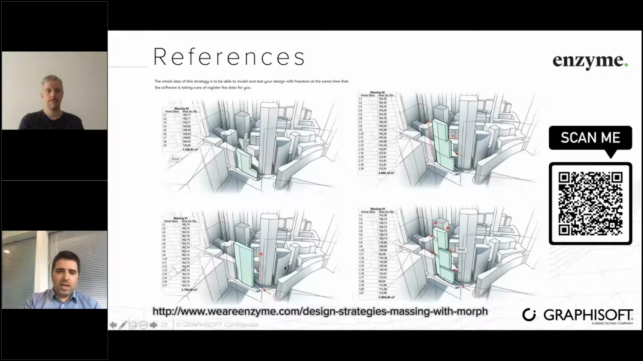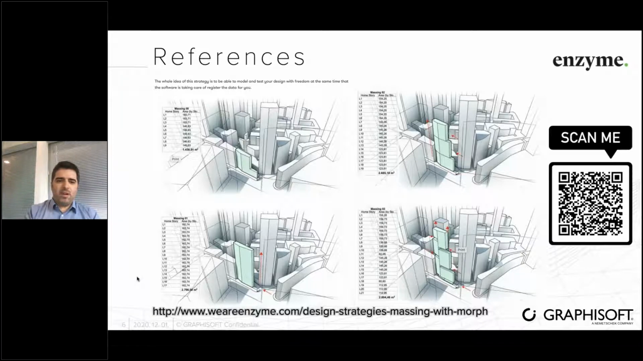Okay, so I have here as a reference this article that is on Enzyme's blog. So either you scan this QR code or you go to weareenzyme.com. And one of the articles that they have is about design strategies massing with Morph. So you can see here that with these 4 design options, you can actually retrieve immediately what is the areas that you can get for each one of these floors and have a more informed decision on what is the outcome for these different design options.